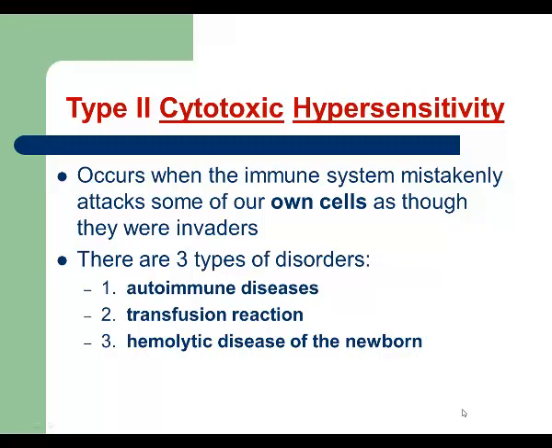We continue our lecture with type 2 hypersensitivity reactions. We call it cytotoxic hypersensitivity reactions, and we call it cytotoxic because in this case, the immune system makes antibodies against its own cells. We're going to talk about three types of disorders that belong to this group. We'll talk about autoimmune disorders. We'll talk about transfusion reaction as an example of cytotoxic hypersensitivity. And also we're going to stop on the hemolytic disease of the newborn, or we call it Rh disease of newborns.